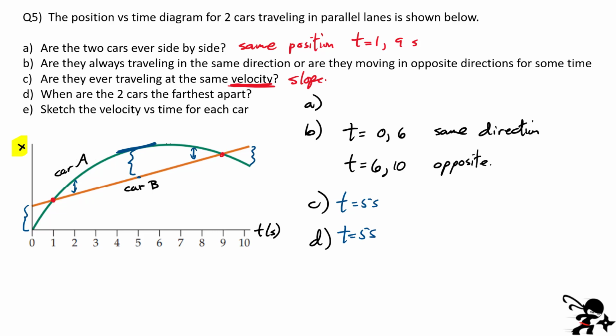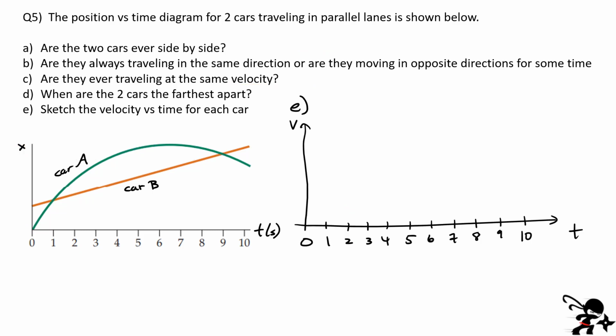All right, question E says, sketch the velocity versus time for each graph. So we want to make a different graph. If you're given position versus time, how do we plot the velocity versus time? So let's go on the next page and do that. All right, so let's start with car B. It's probably the simplest to do. Let me just change my pen.